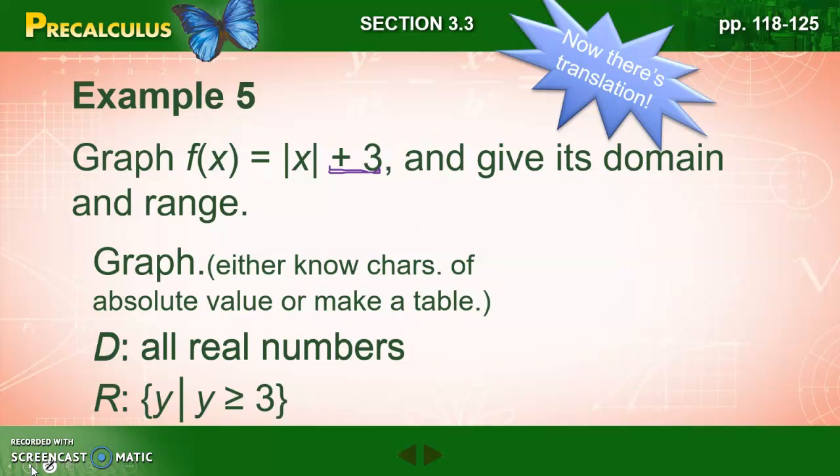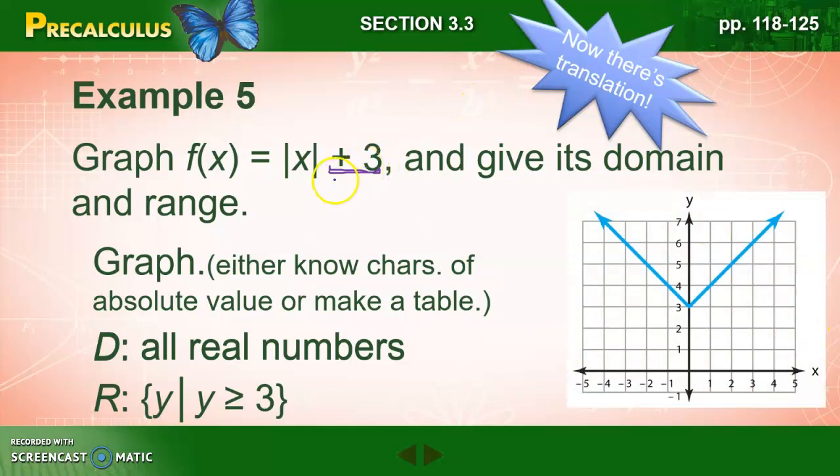So if you don't know the translation, then you may need to make a table. But this positive 3 tells us to move the function vertically 3. So we take that same absolute value function and just move the vertex up 3. So we don't have to create a table, although you definitely can to check your work if you're not sure about the translation rules.